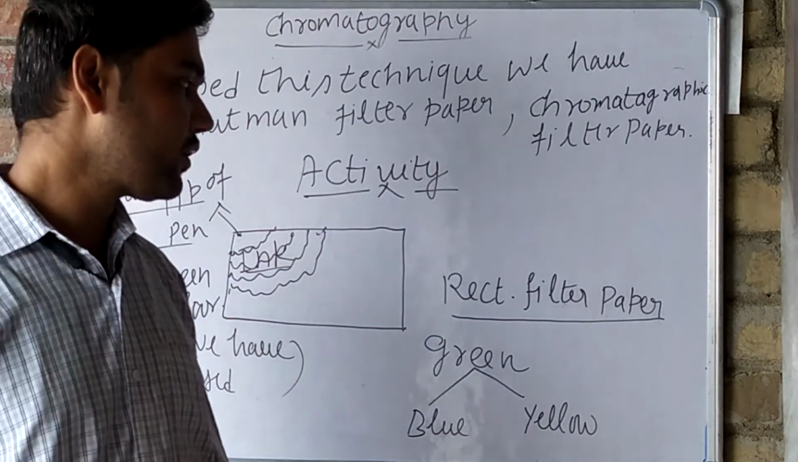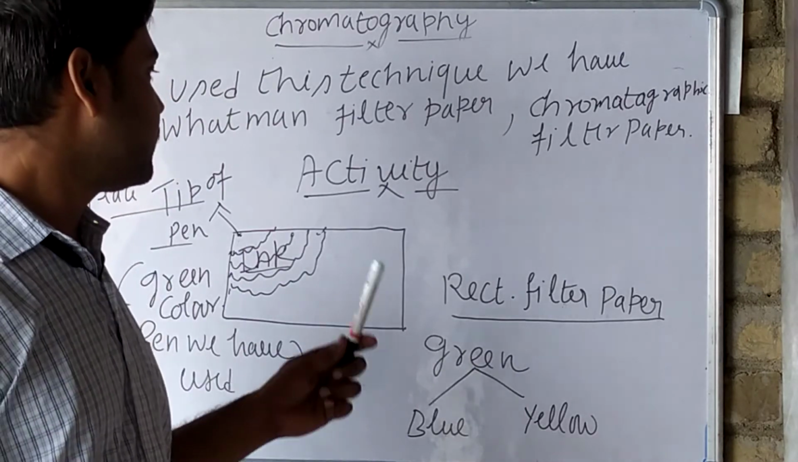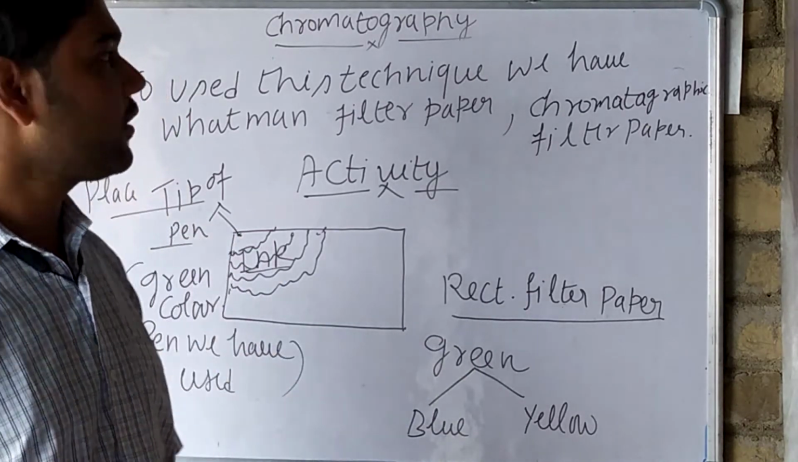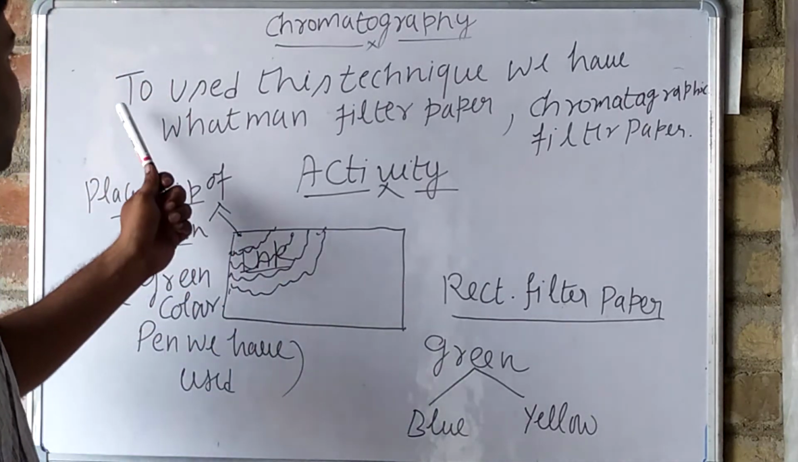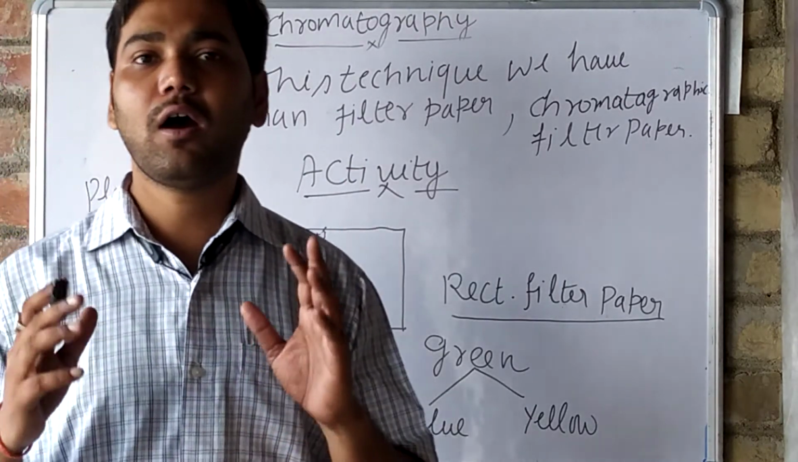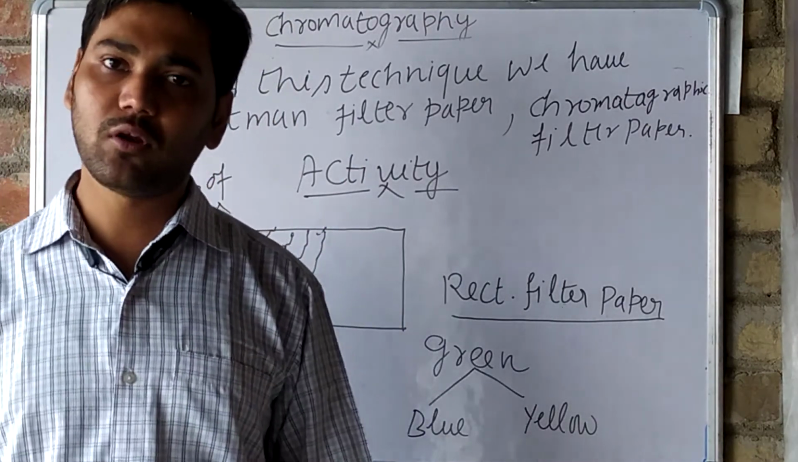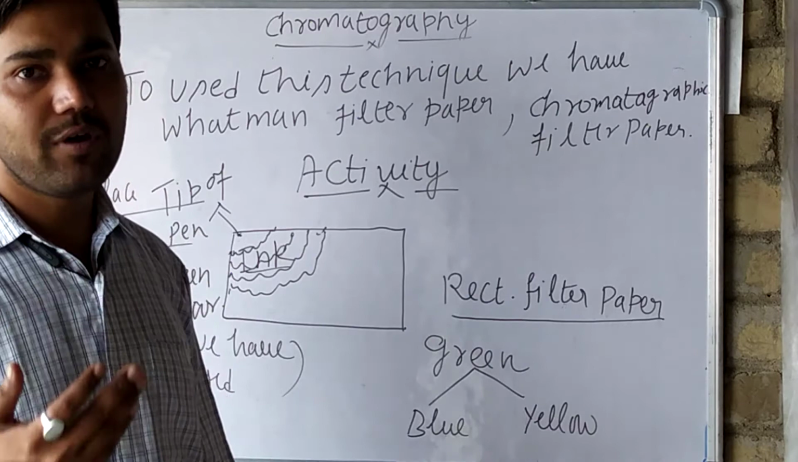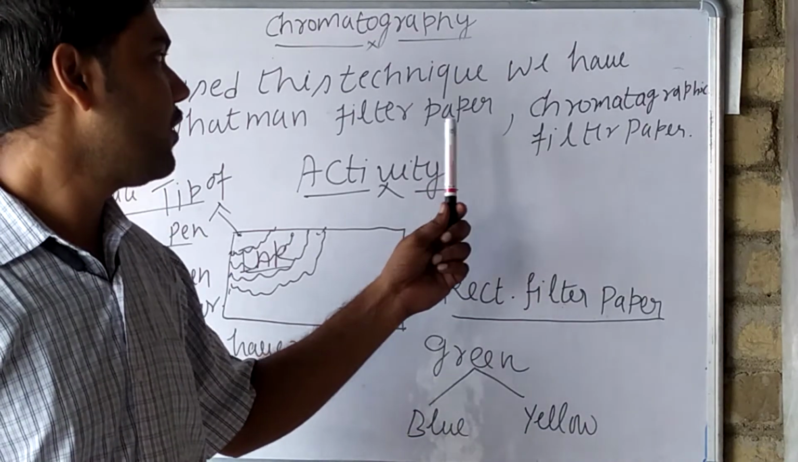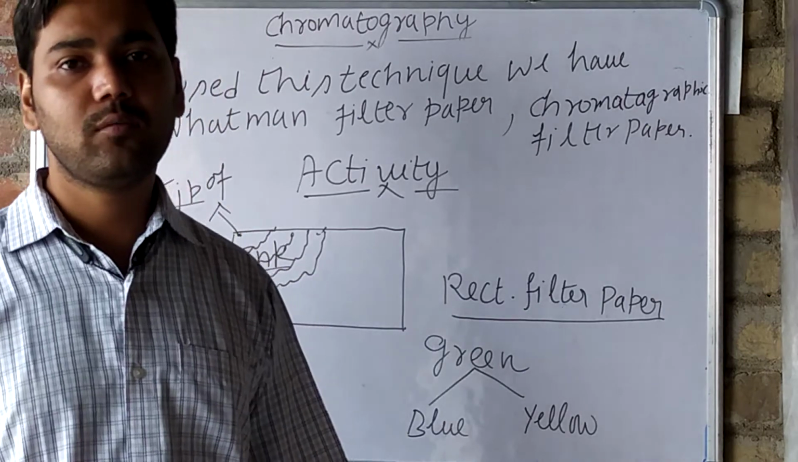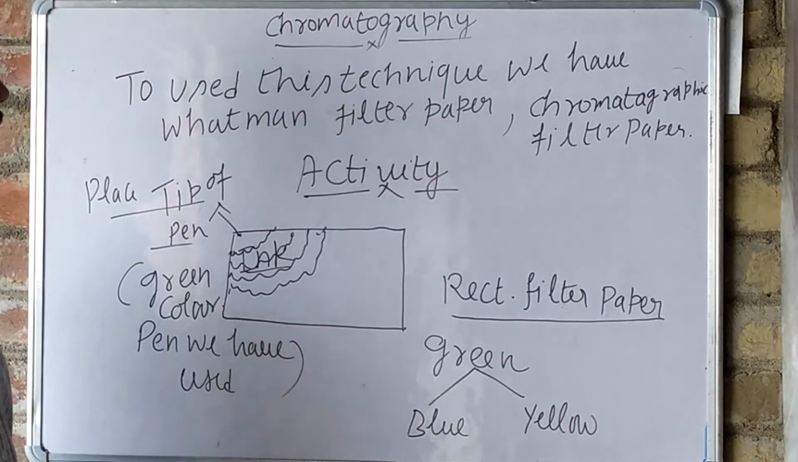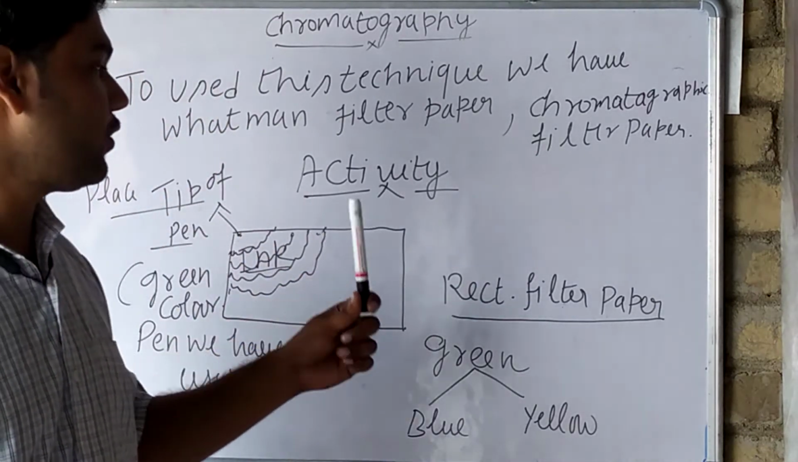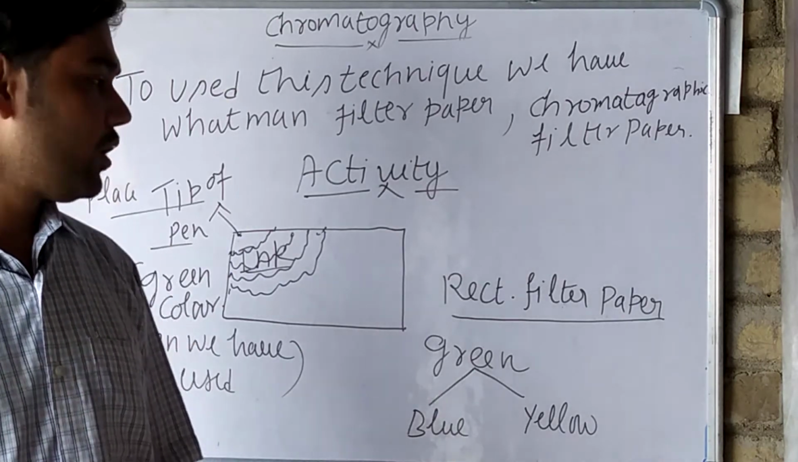Next, I have taken this activity. To use this technique we need a Whatman number 1 filter paper or chromatographic filter paper, or we can use a napkin also, but a napkin is very rarely used. The best is filter paper and chromatographic filter paper. To understand how chromatography works, I have explained the activity which is given in your book.